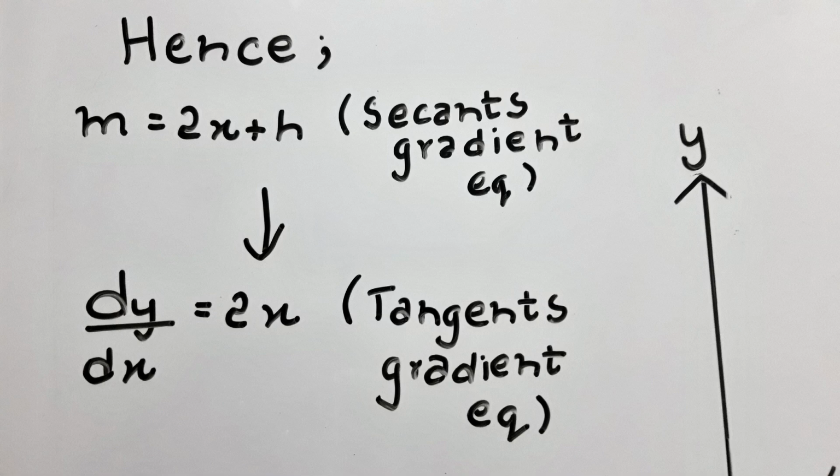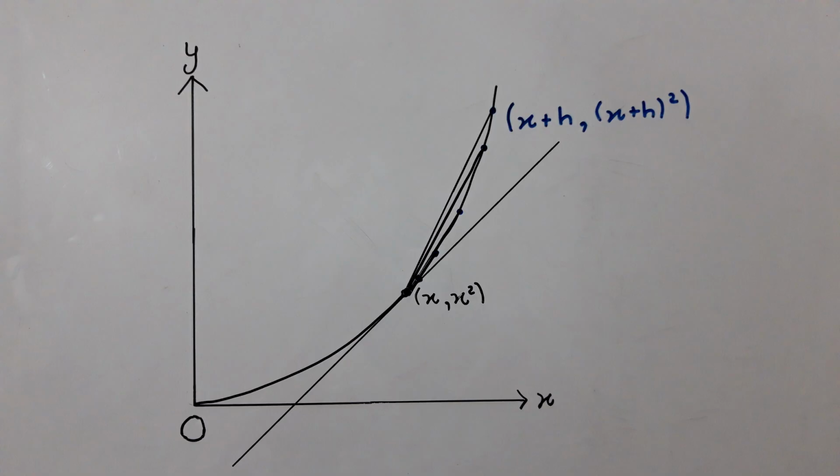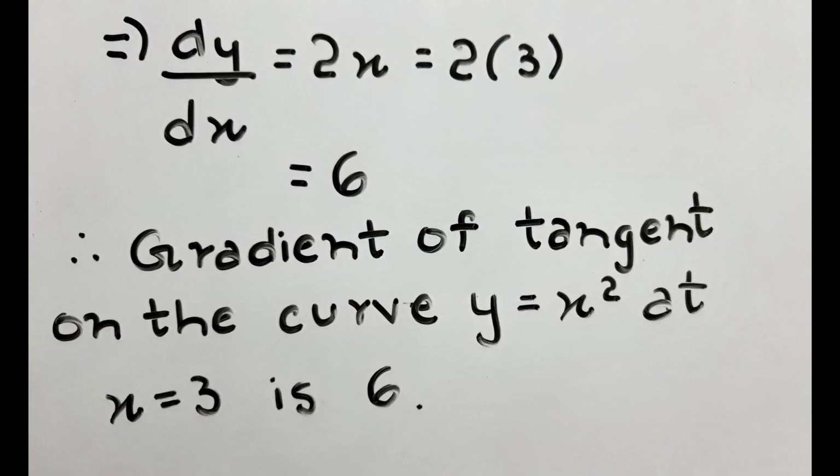And in 2x, if we input the original x coordinate, we would get the gradient of the secant line between it and another infinitely close point, or just a better way to say it, we would get the gradient of the tangent at that point itself. If x was 3, then the gradient of its tangent would be 2x, 2 into 3, 6. 6 would be the value of the gradient.